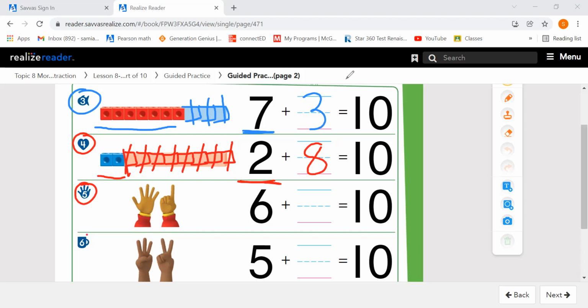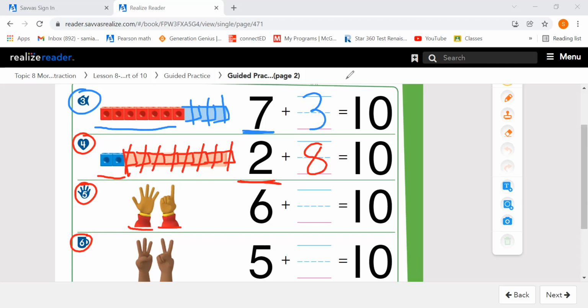So for 5 and 6, we're going to count the straight fingers to find one part of 10. And then you're going to use your own fingers to find the other part and write the missing number in the equation to tell the parts of 10. All right, so let's count the fingers on number 5. So we have 5, 6, because one hand has 5 fingers, right? So there's 6 fingers pointing straight up.